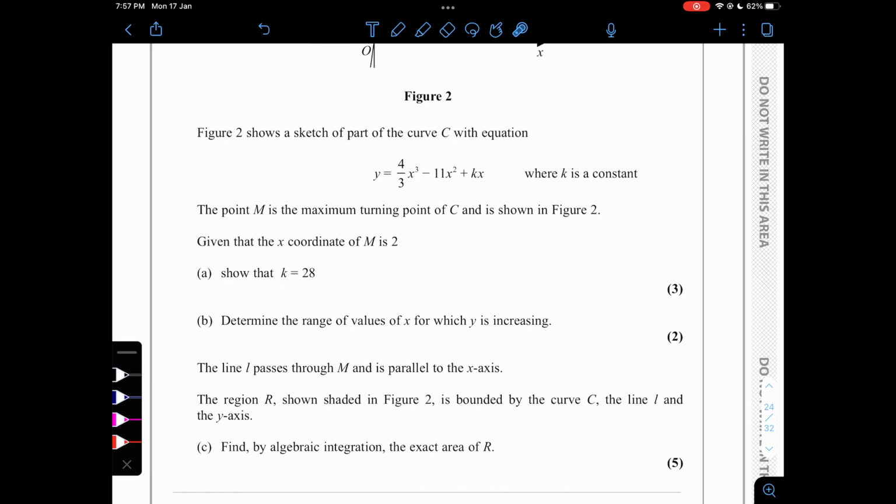So we know that M is a turning point, right? This is a turning point. So that means that the gradient must equal 0 at the turning point, at M basically. And we know that the x coordinate of M is 2. So what if we just differentiate?